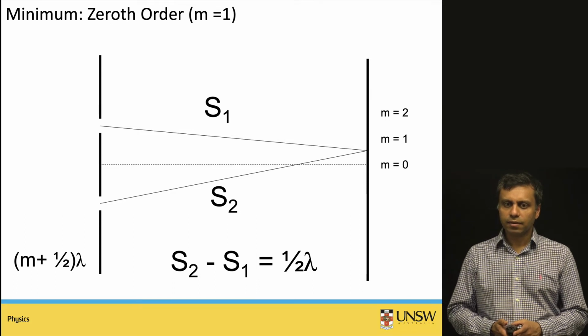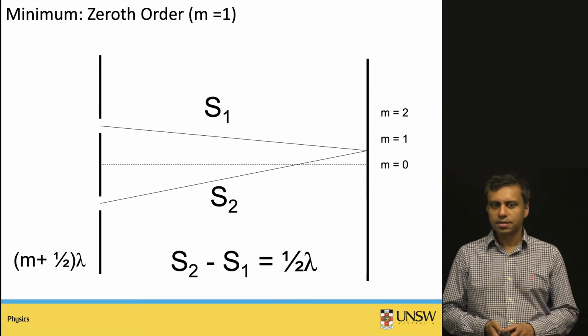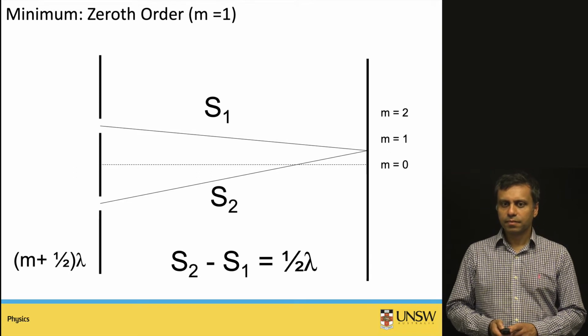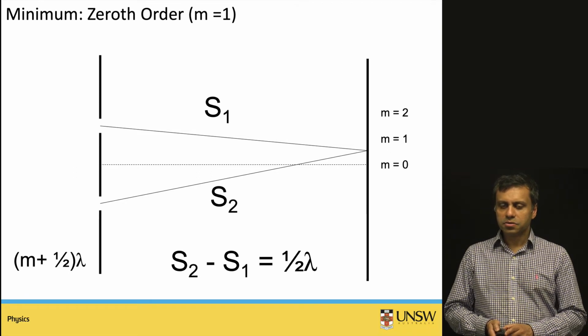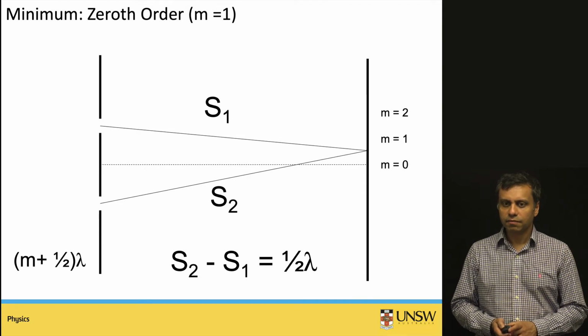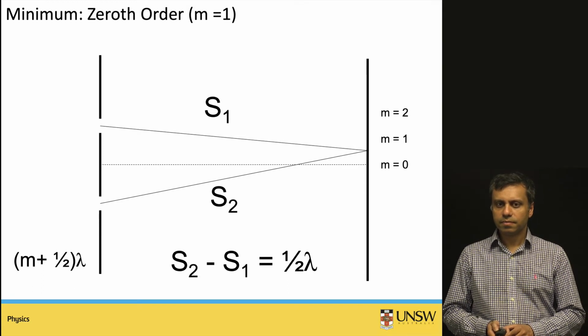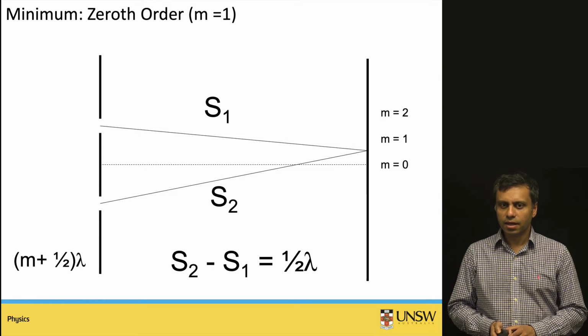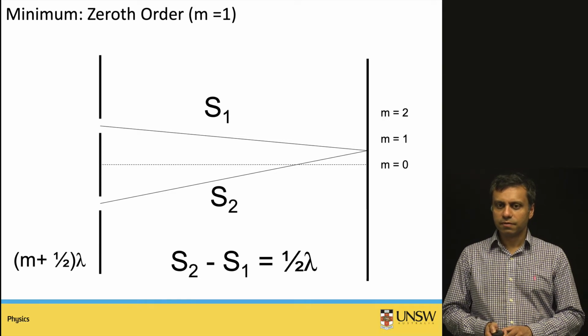And then in between these m's, you can have the destructive interference cases, m plus half lambda, where S2 minus S1, the path difference between S2 and S1, is actually half lambda in this case. This is the 0th order, m equals 0 for destructive interference.